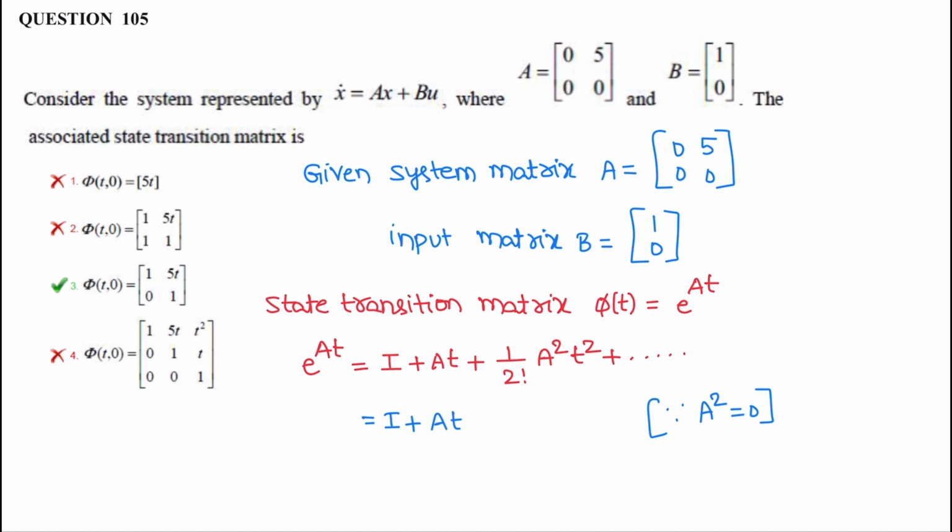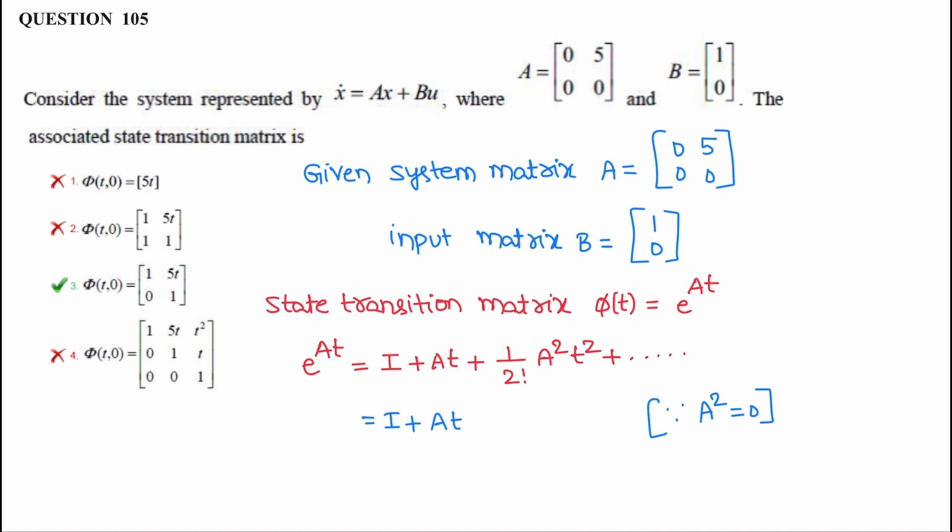Next question. Consider the system represented by x dot = Ax + Bu, where A is the system matrix and matrix A is [0 5; 0 0] and B is [1; 0]. The associated state transition matrix is given system matrix A and input matrix B.